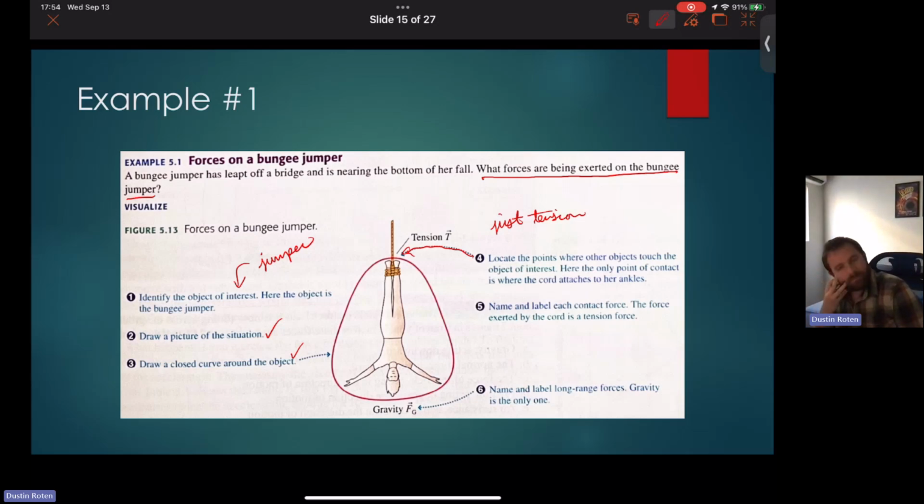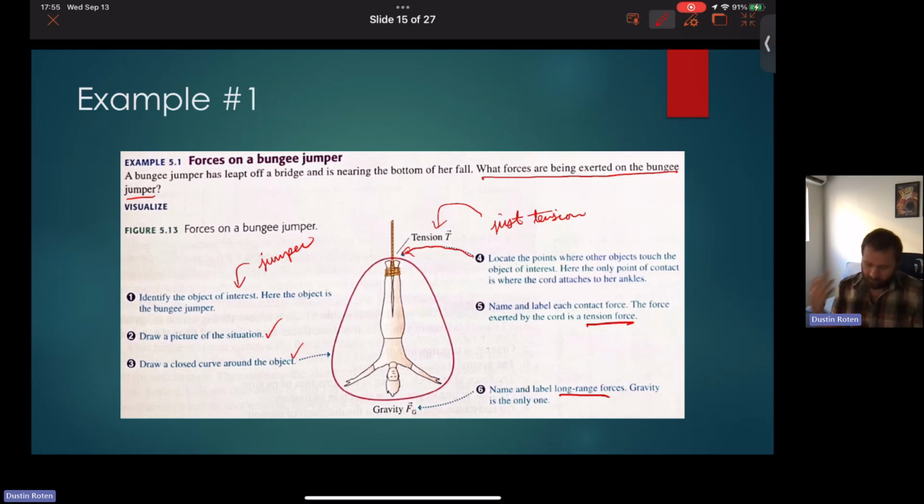Okay, well, step number 5 is name and label each contact force. Well, we did that. Tension, done. So the force exerted by this cord is, of course, the tension force. All right. Now, the last step is the one that may not be so obvious. This is where we label the long-range forces. And obviously, we're assuming this lady is bungee jumping on Earth.